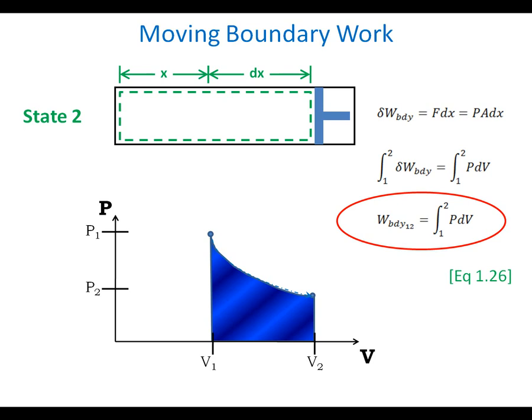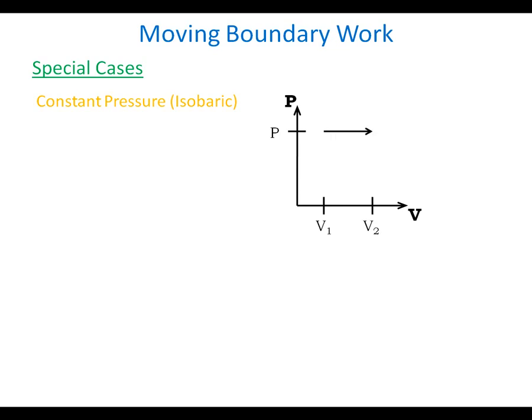Now there are some special cases that make it easier, because this is an integral and it's a little difficult to solve right now. First, let's think about constant pressure, called an isobaric situation. We'll draw our graph. At state 1, we have a volume 1 and a pressure. Going through the process to state 2, we increase the volume, but the pressure doesn't change, since it's isobaric.